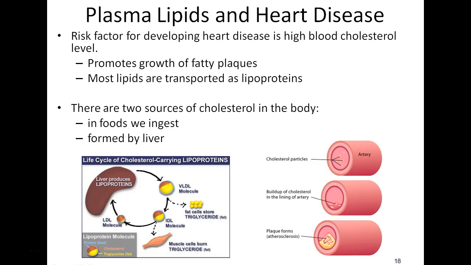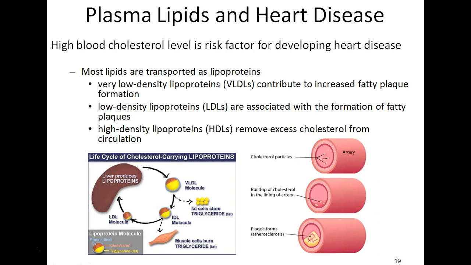And this plaque, or these cholesterol particles, can come from two main sources: from the foods we digest or lipids formed by the liver. So as we mentioned earlier, a high blood cholesterol level is a risk factor for developing heart disease. Let's take a closer look at some of these lipids that are transported in the form of lipoprotein.